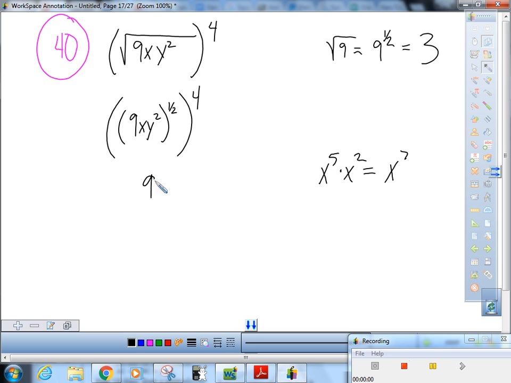So this becomes 9xy squared squared. Because I did 1/2 times 4 is 2. And now, again, we struggle with this a little on the quiz. People left this as 9. It's not. It's 81. What's x times x? And what's y squared times y squared? And there's your answer. Okay? You guys are following along. Awesome.